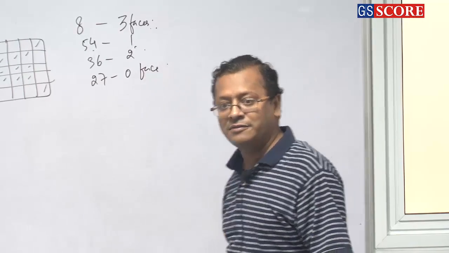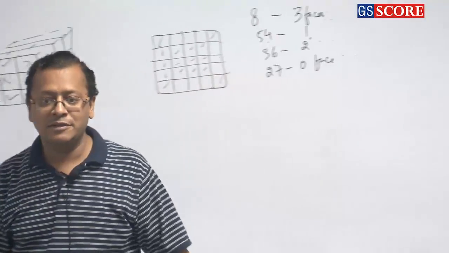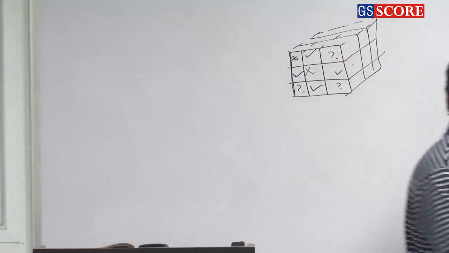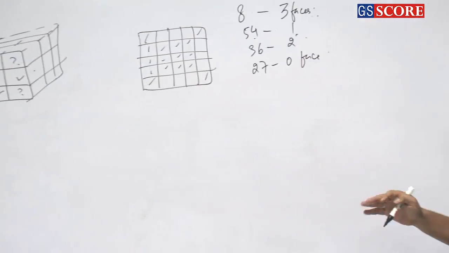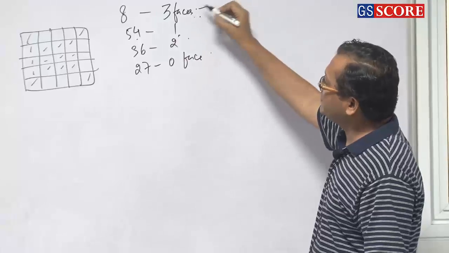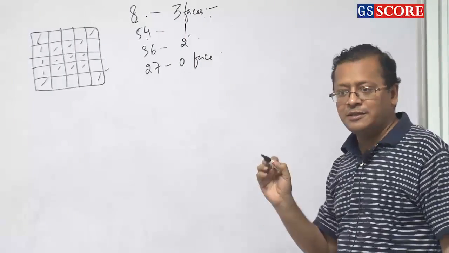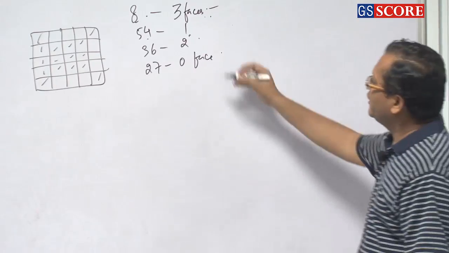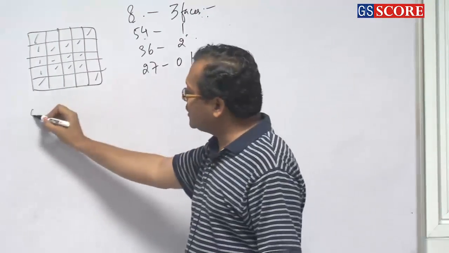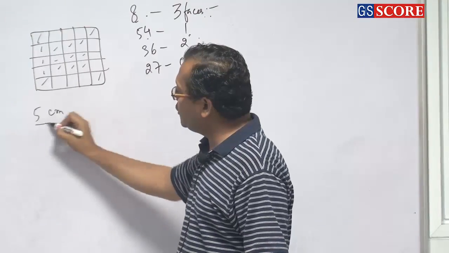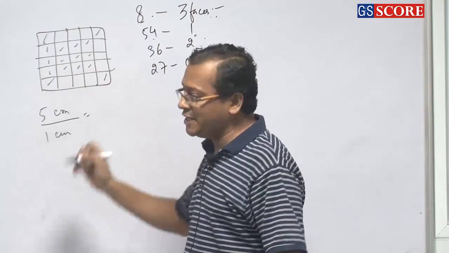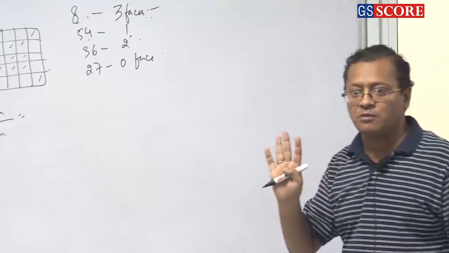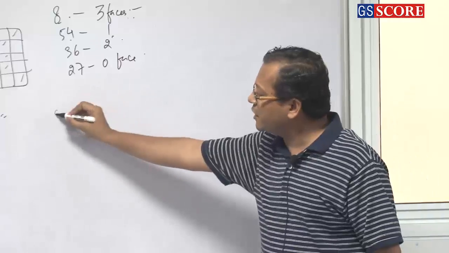Clear or not? Now we will do it by the formula part. Okay, because that will help as well, because situation might change, then you might require it. So for three faces, this is a universal truth. 8 will always be there. Clear or not? Okay. Now you cut a 5 centimeter cube into 1 centimeter cubes. So on each side, how many cubes are formed? 5 cubes are formed.